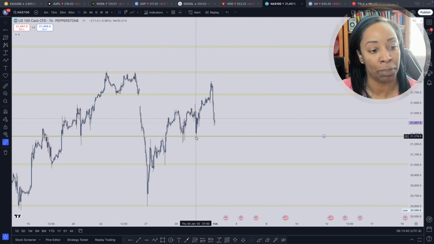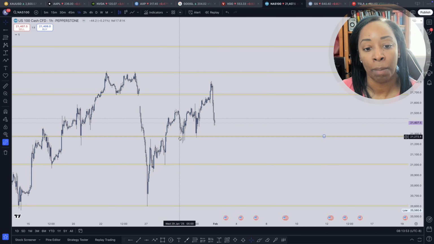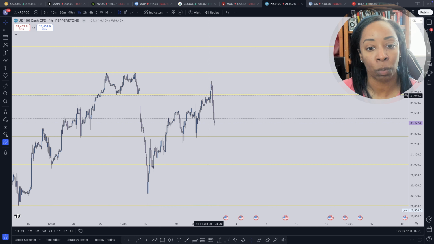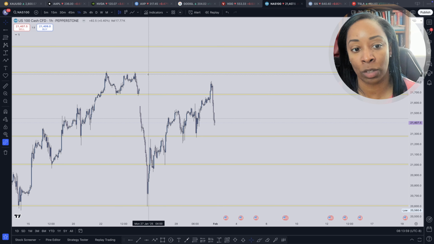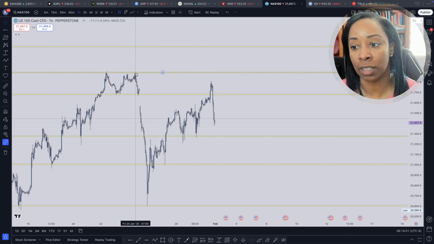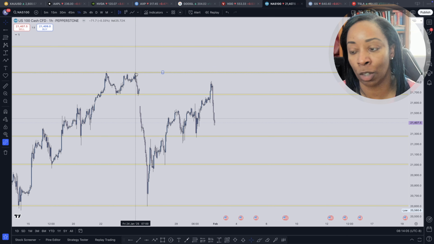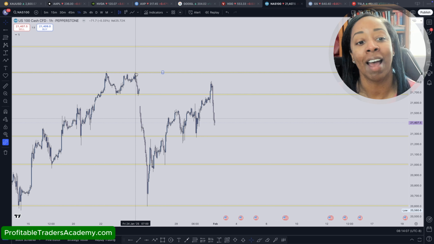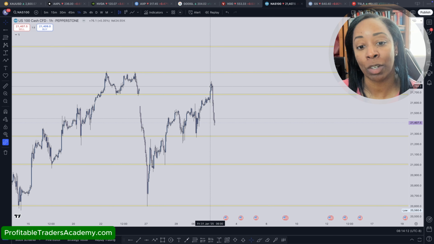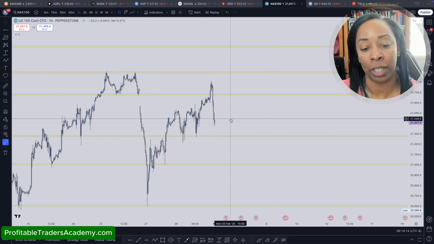So I definitely want to keep this as a key level as well, mainly for the same reasons. And then price did come back above this level, looking like it was going to possibly hit this level right here, this 21,893, really close to 21,900, and it did not. So it failed to come all the way up here.